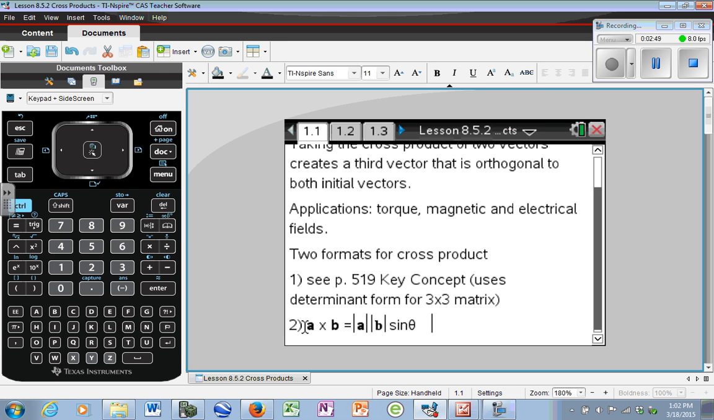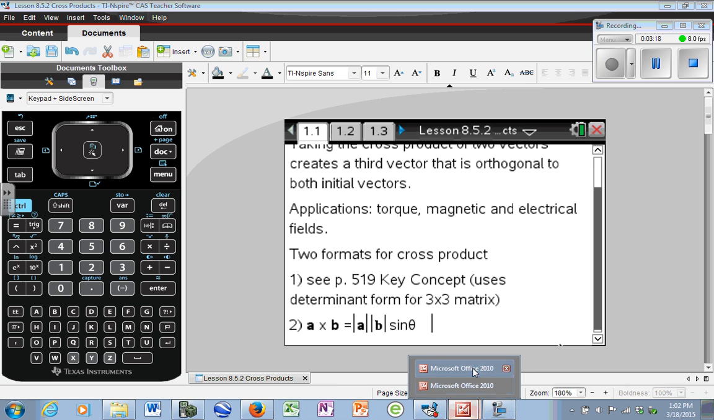Check this out. This is vector A cross product B, or I'll say A cross B, is equal to the magnitude of A times the magnitude of B times the sine of the angle. And that should look kind of familiar, because dot product was just magnitude of A, magnitude of B times the cosine of the angle. But dot products give you a scalar quantity, and these give you another vector. So there's a little bit of a difference between the two of them.